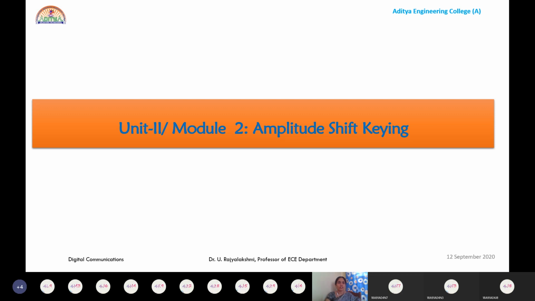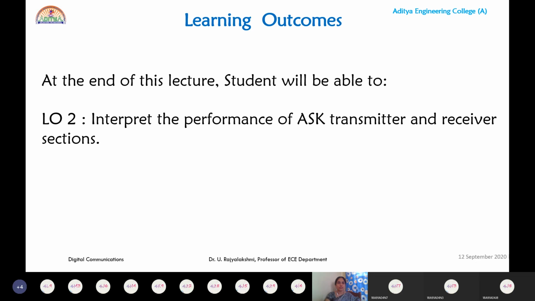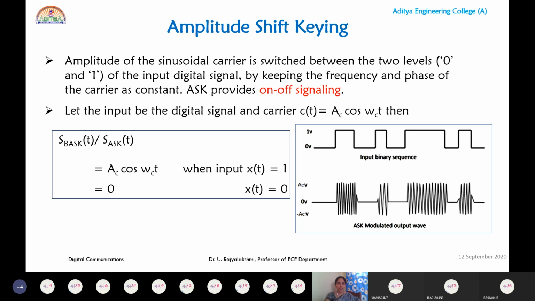Next, let us go through the introduction for ASK. We discussed that whenever the amplitude of the sinusoidal carrier is switched between two levels, 0 and 1, of the input digital signal, it is called the amplitude shift keying technique. Initially the amplitude is equal to that of the carrier, but once it is modulated, you will have amplitude variation in accordance with the input digital signal, by keeping the frequency and phase constant.